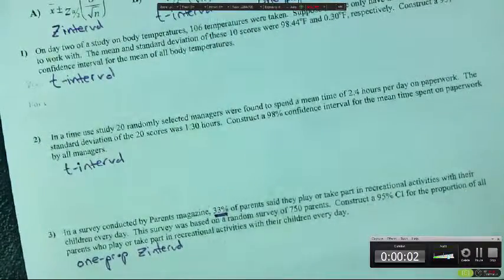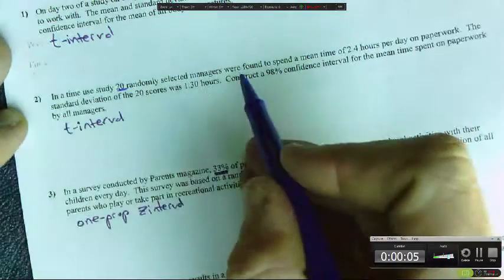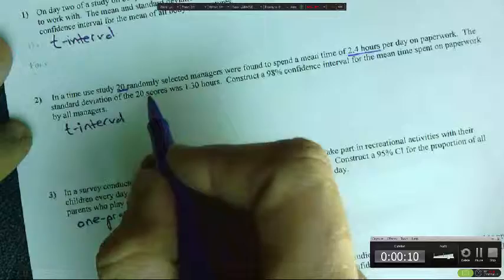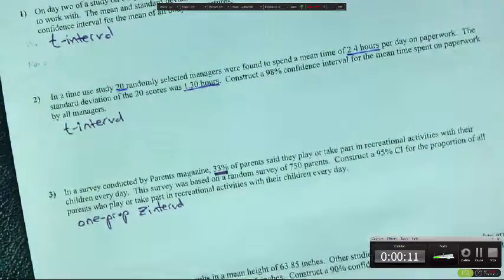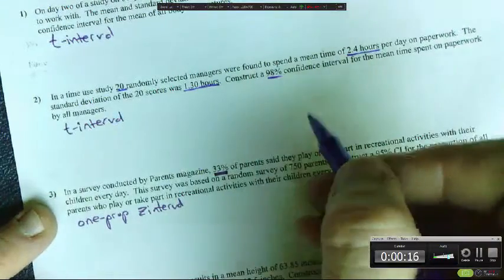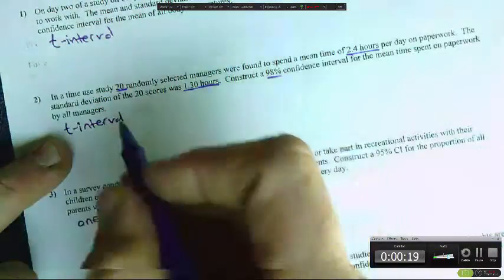Number 2 says, in a time use study, 20 randomly selected managers were found to spend a mean time of 2.4 hours. The standard deviation of these 20 scores was 1.3 hours. Construct a 98% confidence interval for the time spent on paperwork by all managers.